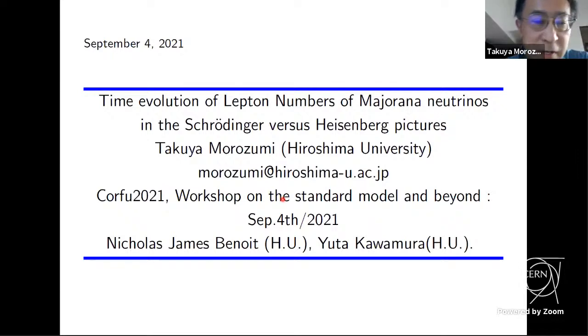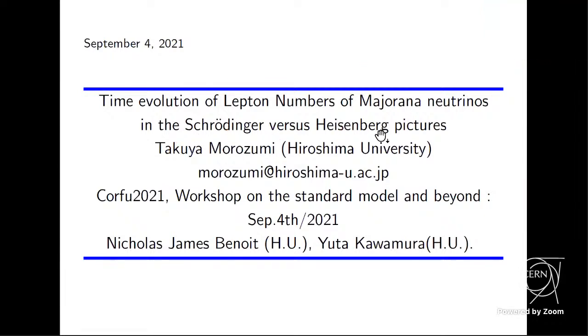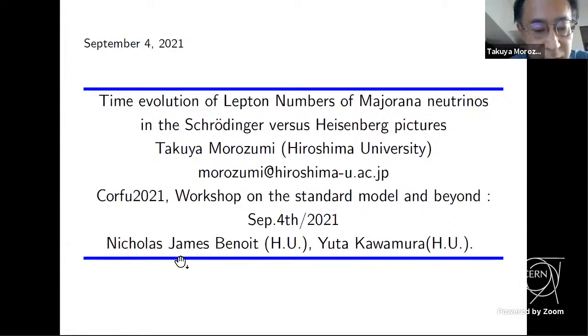Okay, thank you for the introduction. I'm Takuya Morozumi from Hiroshima, Japan. Today's title is Time Evolution of Lepton Numbers of Majorana Neutrinos in the Schrödinger versus Heisenberg pictures. This work is based on collaboration with Nicolas Benoit and Yuta Kawamura, both from Hiroshima University. Thank you very much for the invitation.